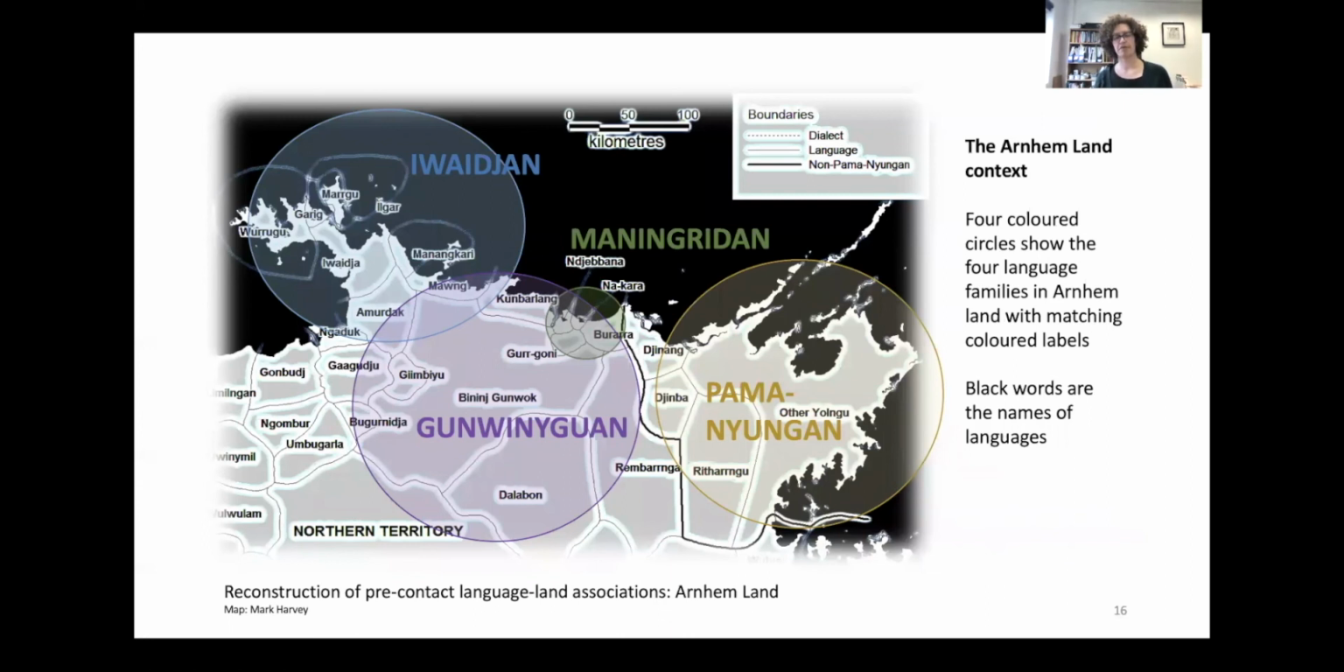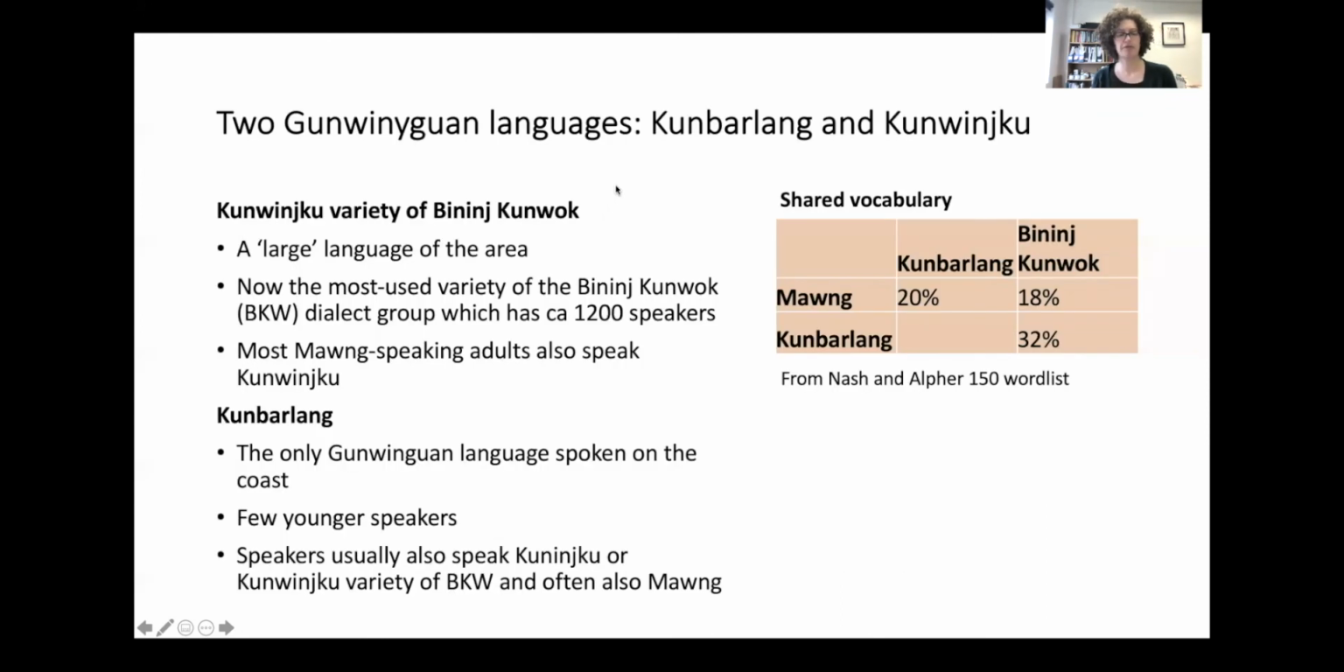So this is a larger map of Arnhem Land as a whole, just to show the four language families. So you've got the Iwaidjan language family up here on the Coburg Peninsula, of which Mawng is one. Then you've got the Gunwinyguan language family, which is a large family, of which Kunbarlang is one, and Kunwinjku is part of this Bininj Kunwok dialect group, this large patch of purple. Then there's the Mawng language family, which doesn't cover much area, but there's 4 different languages in there. And Gunwinygu, the Gunwinygu variety of Bininj Kunwok is a large language of the area. It's taken over from many of the other dialects of Bininj Kunwok to become the most used variety, with around 1,200 speakers. Most speakers of Mawng also speak Gunwinygu.